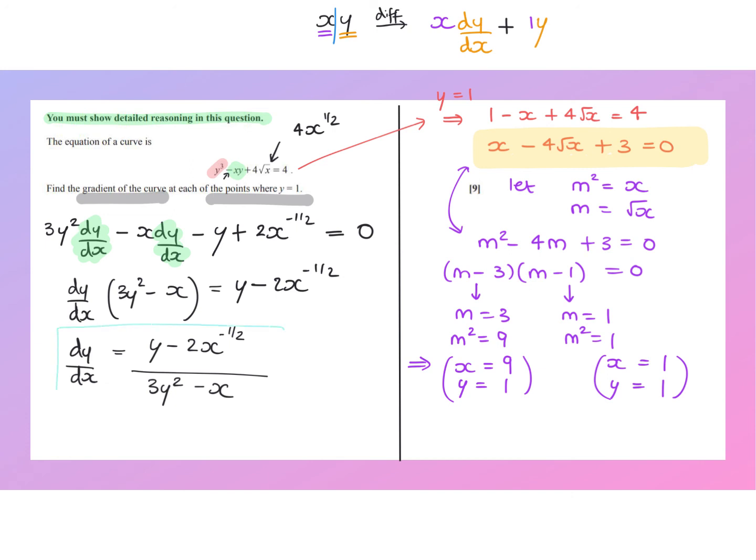So we need to go back to dy by dx and substitute both the x and the y values in. So dy by dx is equal to 1 minus 2 times 9 to the negative half over 3 minus 9, and that comes to a value of negative 1 over 18. And then at the other point, dy by dx is equal to 1 minus 2 over 3 minus 1, which comes to a value of negative a half.